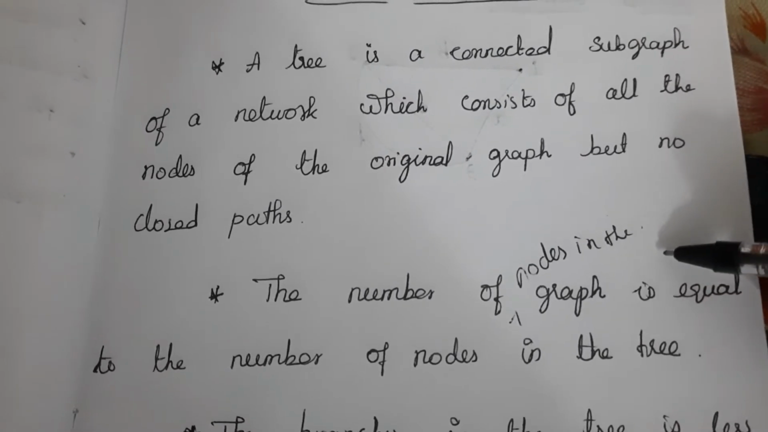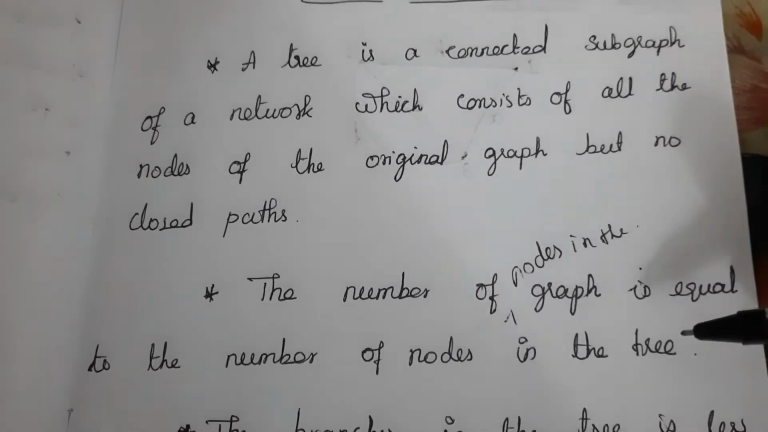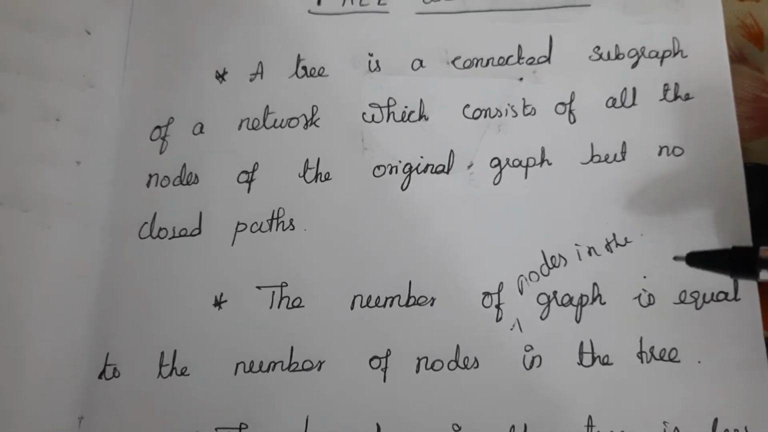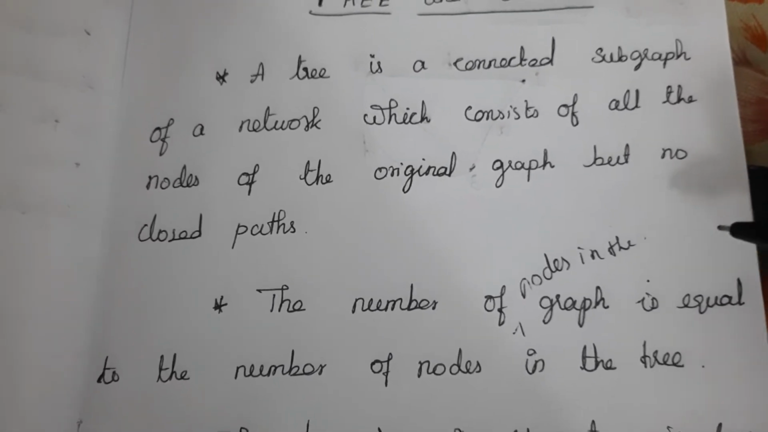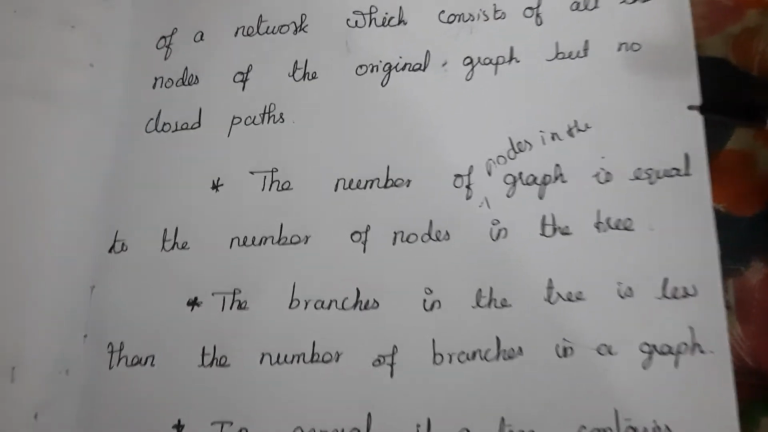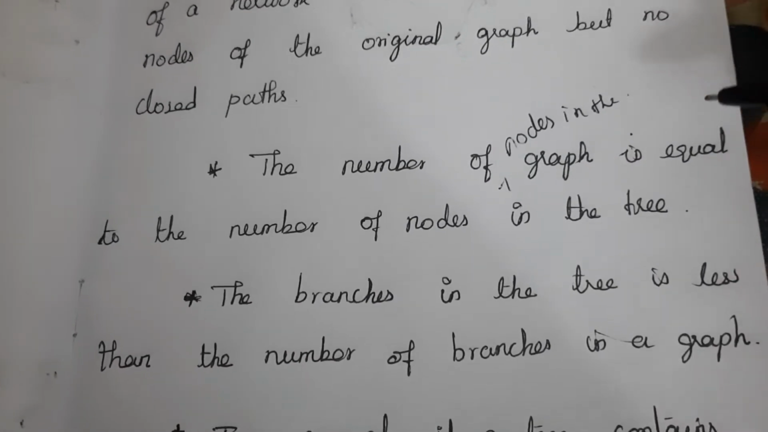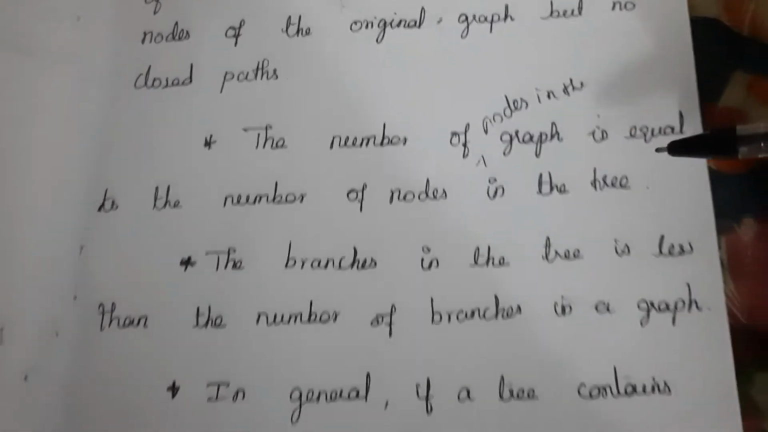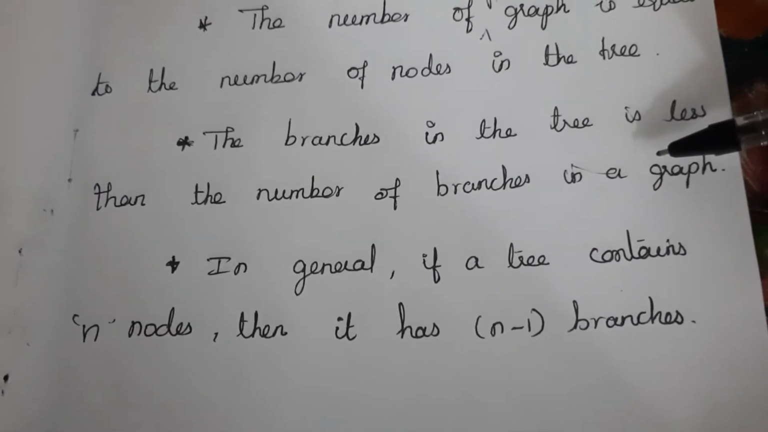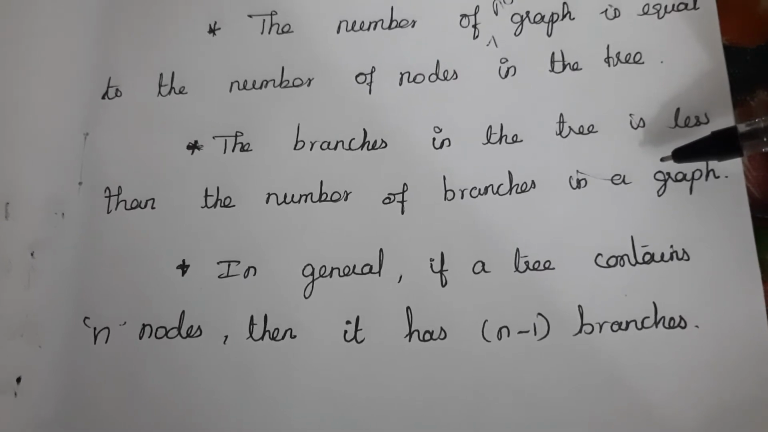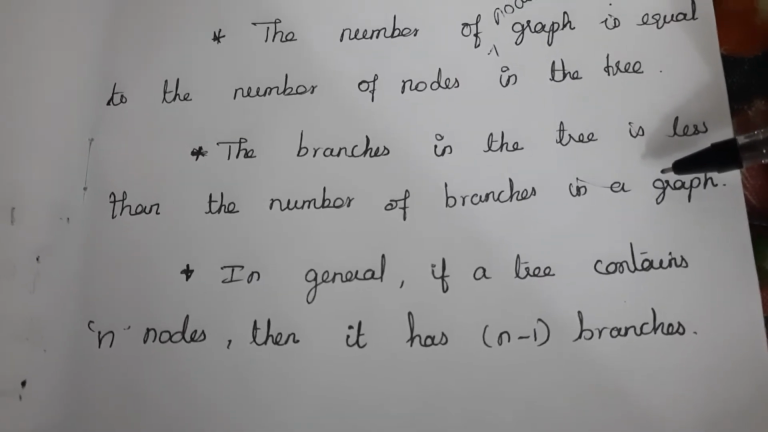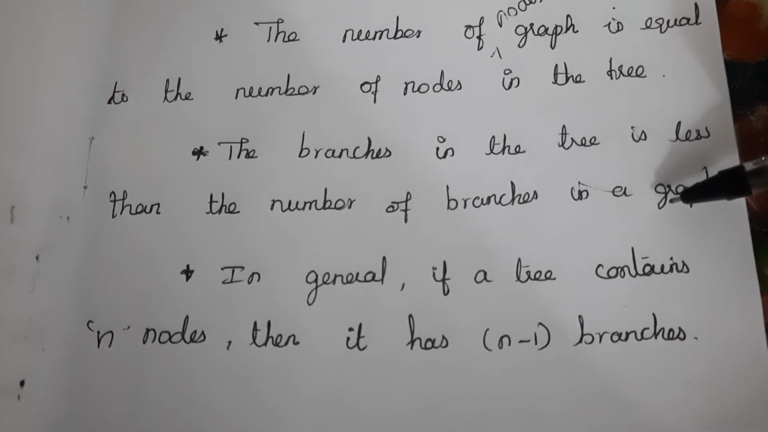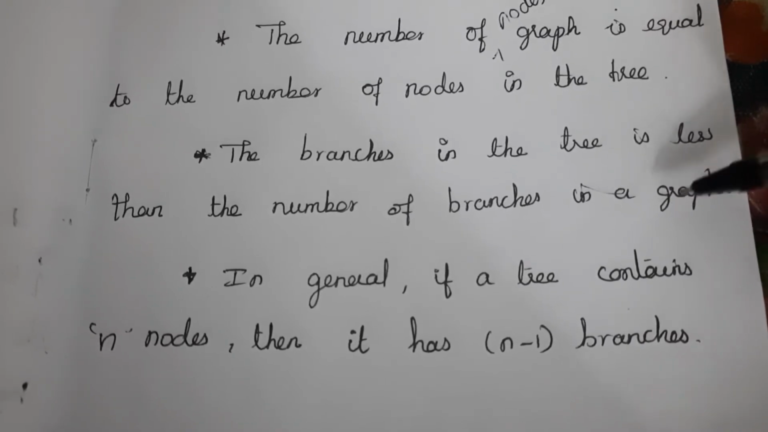For example, n is equal to 3 in the graph, and in the tree also n is equal to 3. So the number of available nodes in the graph is equal to the number of nodes in the tree. But the number of branches in the tree is less than the number of branches in the graph. So in general, if a tree contains n nodes, then it has n minus 1 branches.